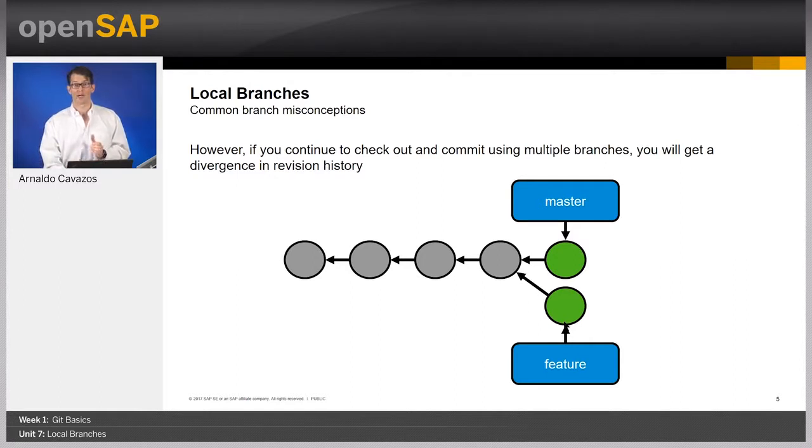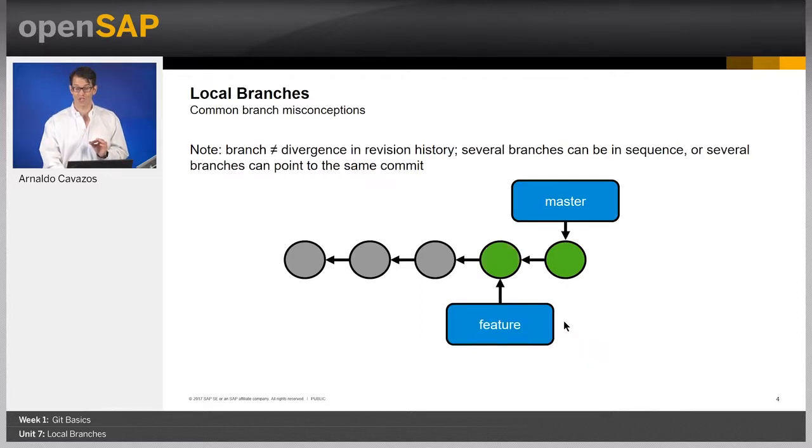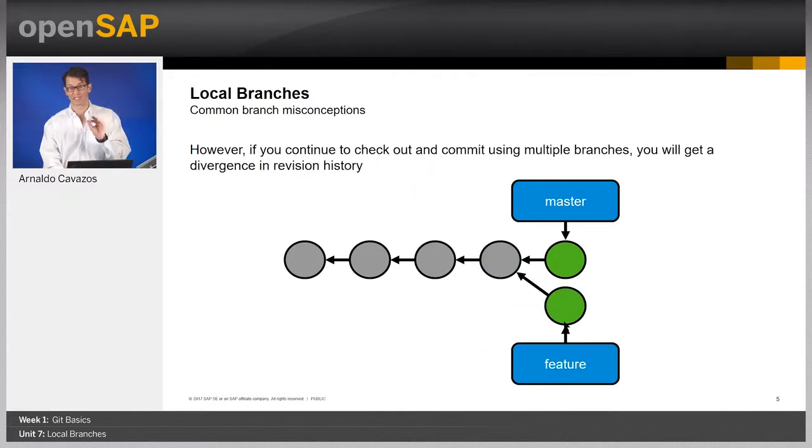The commit pointed to by master is not a parent or a child of the commit pointed to by feature. I'm going to go back a slide and show you that again because it's such an important foundational concept if you're brand new to Git. If you check out feature here and make a new commit, then your repository is going to look like this.